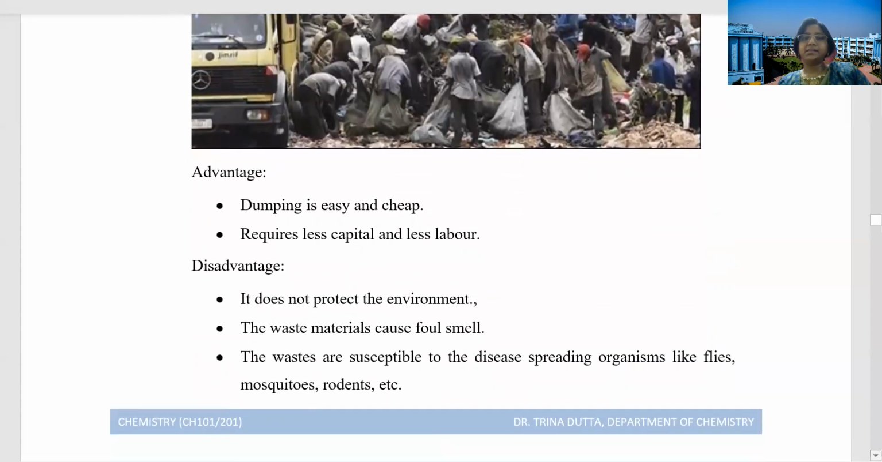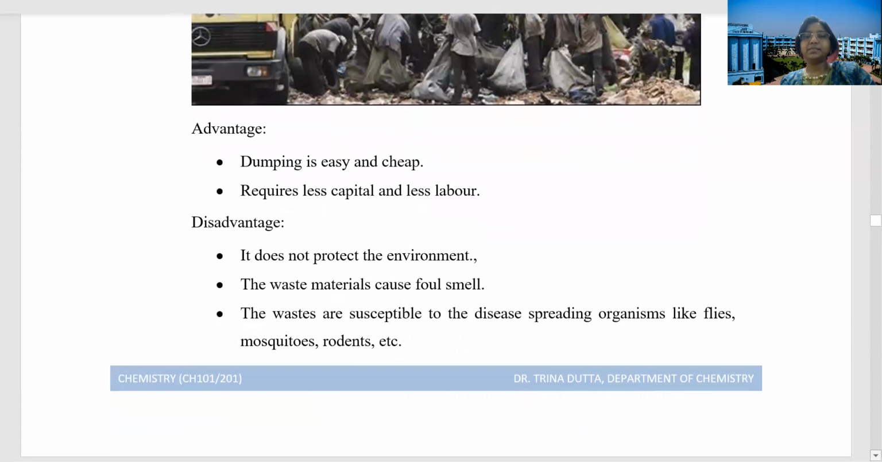Advantage: dumping is very easy and cheap, and requires less capital and less labor. But disadvantages: it does not protect the environment. The waste material causes a foul smell. The waste is susceptible to disease-spreading organisms like flies, mosquitoes, rodents, etc. So basically it becomes a breeding place for mosquitoes and flies. So we may suffer from different diseases due to open dumping.